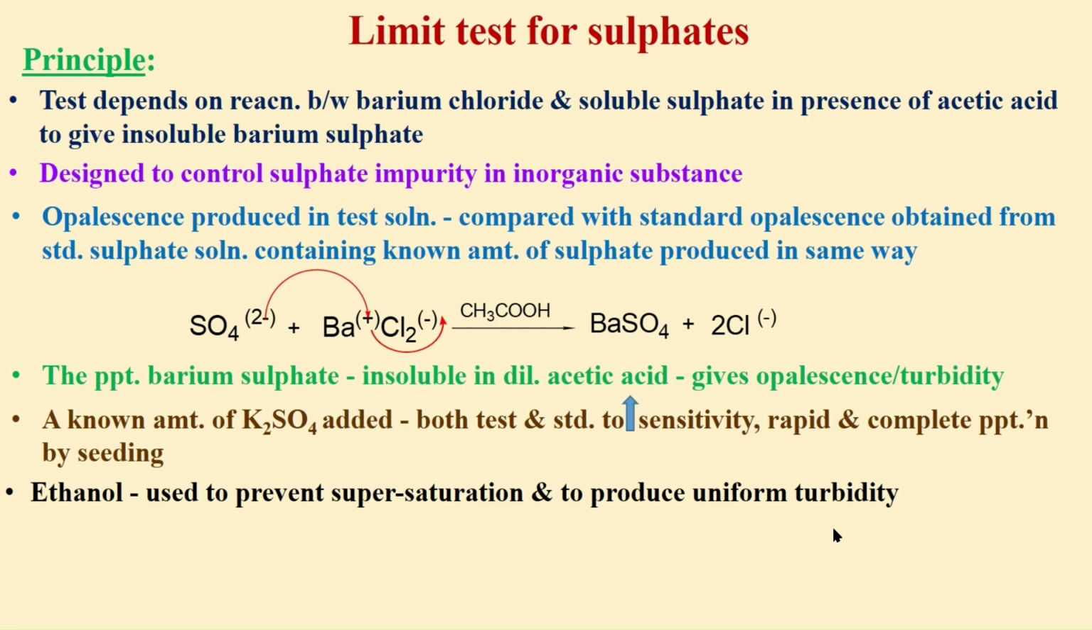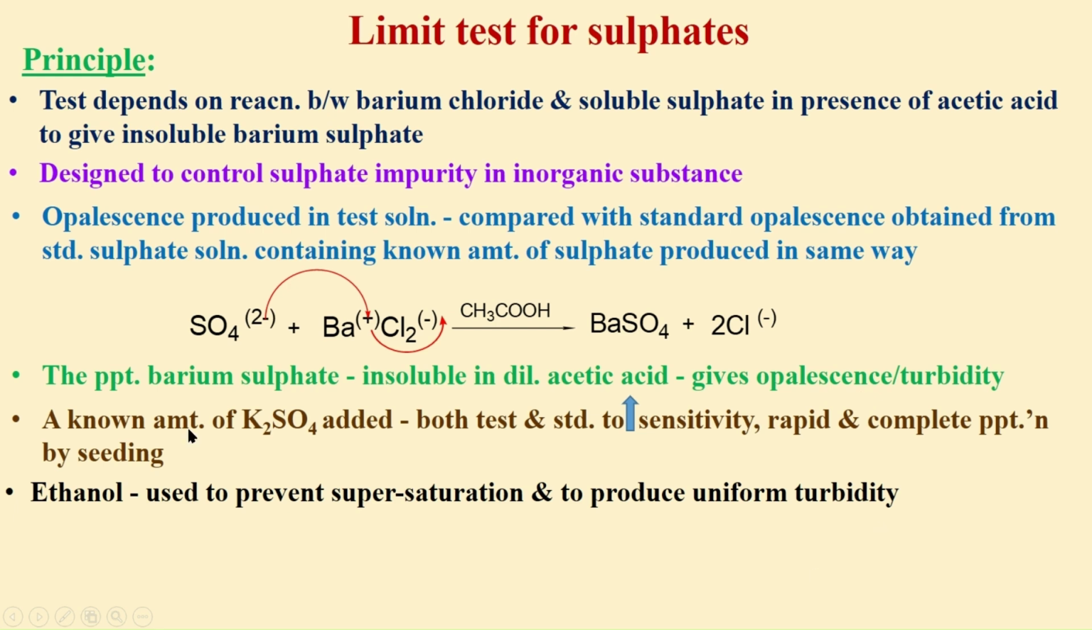The question may be asked similarly, what is the use of adding dilute acetic acid in the limit test for sulfates? We have to write that the acetic acid which is added makes the precipitate of barium sulfate insoluble in water, and that's why it aids in the formation of opalescence or turbidity.